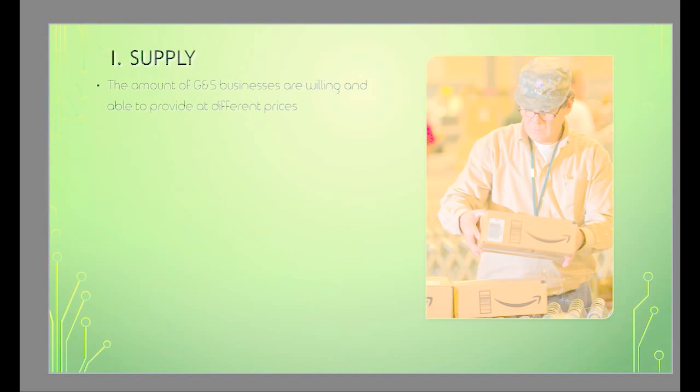Supply defined is simply the amount of goods and services that businesses are willing and able, there are those terms again, willing and able, to provide or produce at different prices. So what are the two key elements here of supply? They have to be able to do what? Be willing and able. Okay, so again, supply works the same way as demand in this regard, that you have to have a business or a supplier who is both willing and able to supply at various prices.